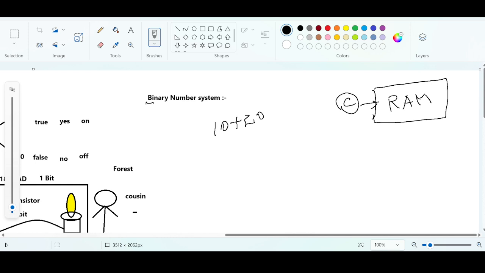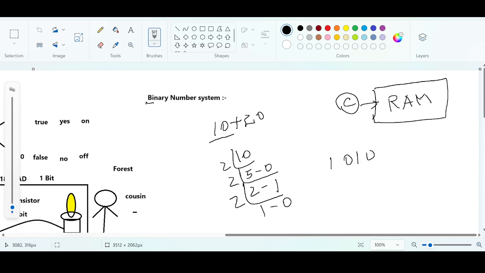First, this converter will try to convert this 10 to the binary number. This is decimal. Keep dividing it by 2. 2 5s, 10, and the remainder is 0. 2 2s, 4. The remainder is 1. 2 1s, 2. The remainder is 0. Okay, 10 has successfully been converted to a binary number by the converter: 1 0 1 0.